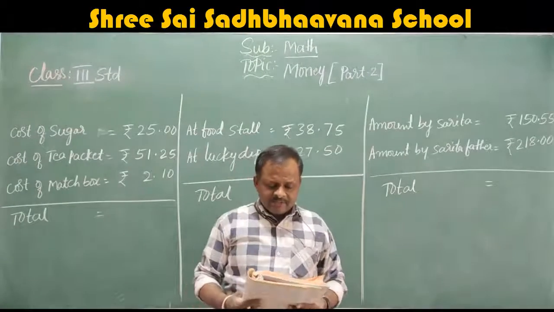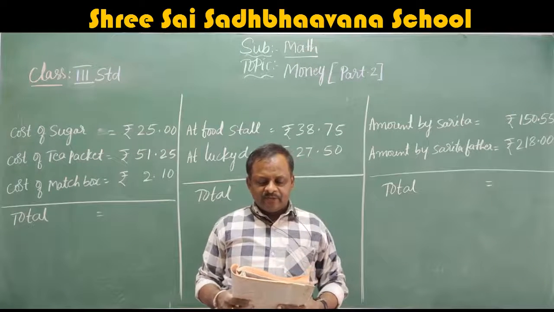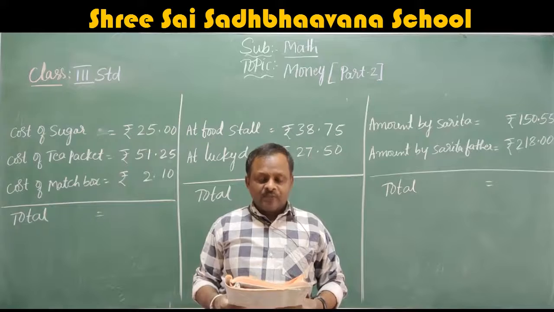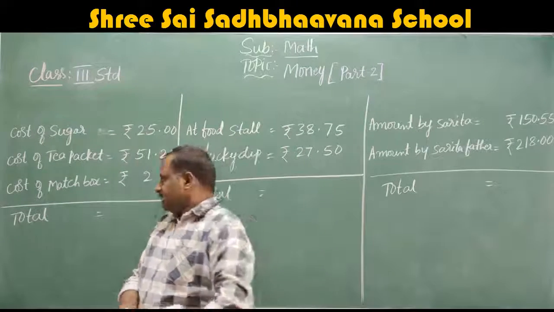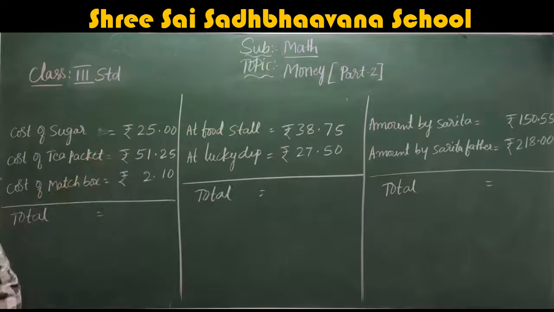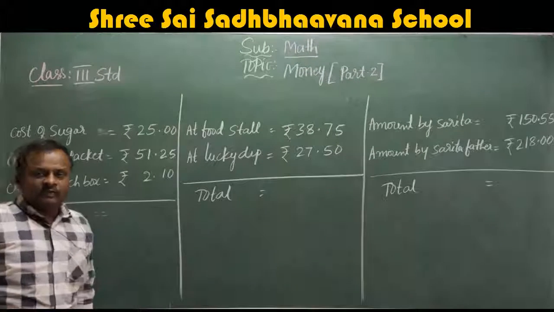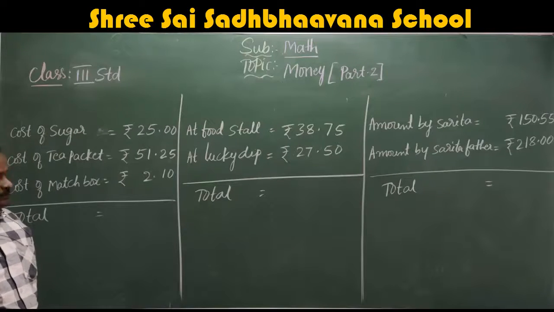Now moving to the word problems. Chavi bought sugar for rupees 25, a tea packet for rupees 51.25 and a matchbox for rupees 2.10. Find the total money spent by Chavi. Here the cost of sugar is rupees 25, the cost of the tea packet is rupees 51.25 and the cost of the matchbox is rupees 2.10. Then you have to find out the total amount spent by Chavi.